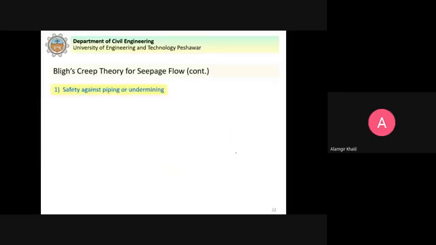Now with this understanding, we discuss safety against piping or undermining in Bligh's creep theory. According to Bligh, safety against piping can be ensured by providing sufficient creep length. And this L is equal to C times H, where C is the Bligh coefficient for the soil. So he said that you provide sufficient length to save the hydraulic structure against piping. And Bligh gave values for this C in his theory for different types of soils. Different values of C for different types of soils are given in this table here.